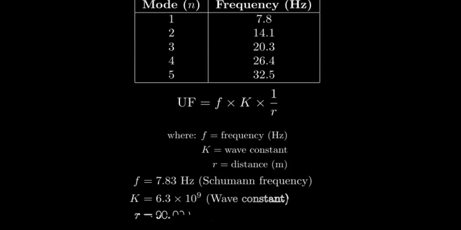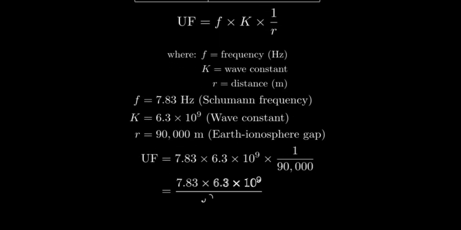If we apply this to the Schumann resonance, we use F equals 7.83 Hz as the Schumann frequency, K as 6.3 times 10 to the 9, which could represent a property of the medium, and R as 90,000 meters, which is the approximate Earth ionosphere gap. Substituting these values, UF equals 7.83 times 6.3 times 10 to the 9 divided by 90,000, which gives us approximately 548,100. Let's visualize how the UF value changes with different frequencies and distances.